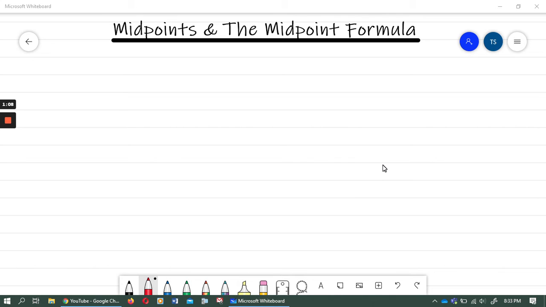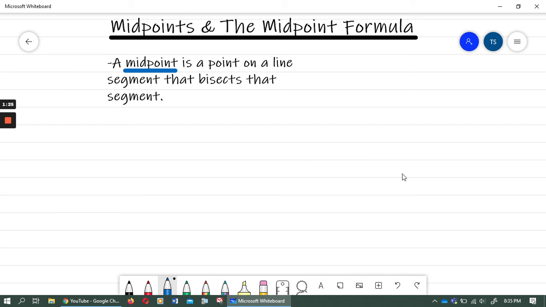So first off, guys, a midpoint is a point that bisects. It's a point on a line segment that bisects that line segment. So again, folks, a midpoint is a point on a line segment that bisects that line segment. Now, some of you may be wondering, okay, you're saying that a midpoint is a point on the line that bisects that segment, but Mr. Starkey, what do you mean by bisect?